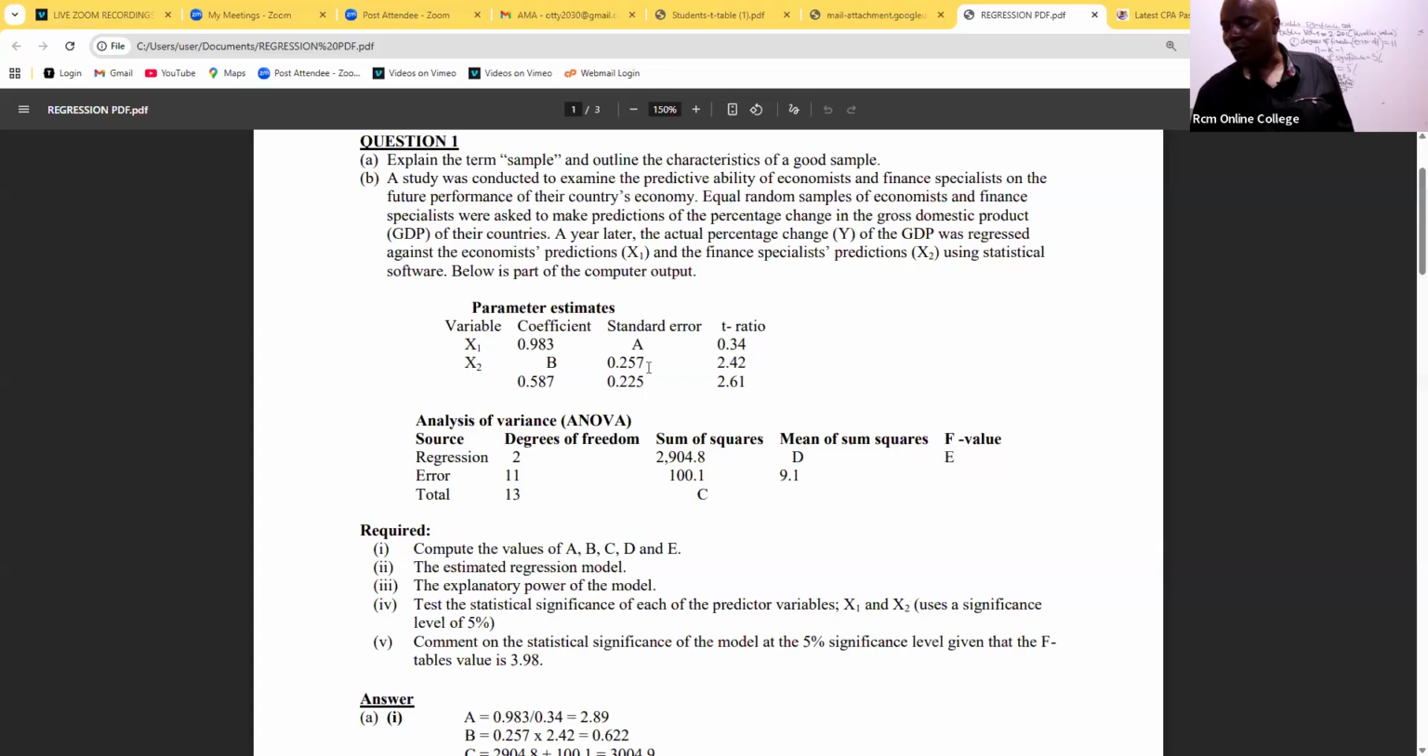Remember the constant had a t ratio of 0.34. So here we have 0.34, that is our A. And then our x1 has 2.42, and then we have our x2. X2, ladies and gentlemen, has a t ratio of 2.61, t ratio.